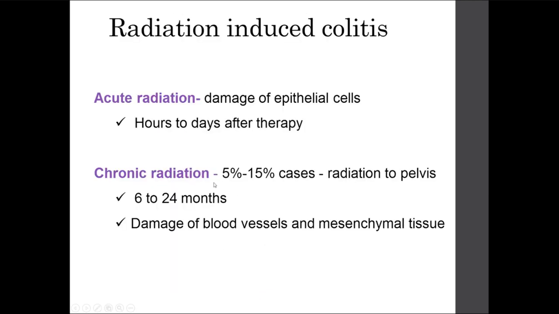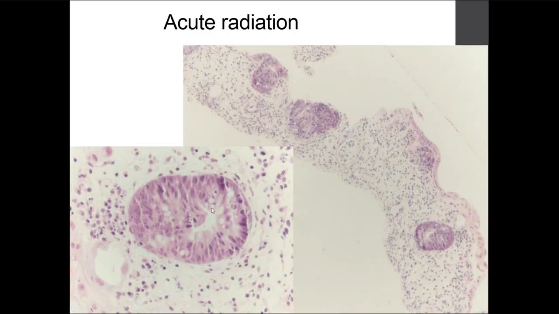Radiation, only a few words on radiation. Acute radiation, we don't see it very often. It occurs more on the epithelial cells, while chronic radiation actually involves more the blood vessels and mesenchymal cells. And we see it in the setting of previous radiation. This is a very old case that we had on acute radiation injury with regenerative crypts, as well as some changes in the endothelial cells.